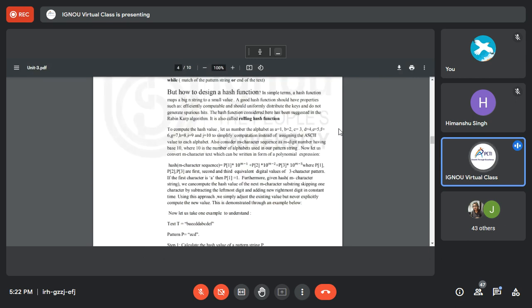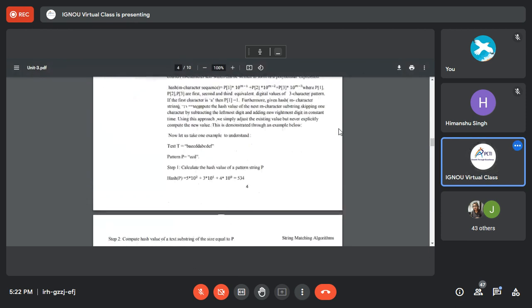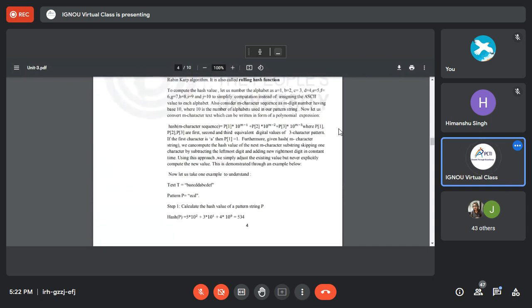So here we have the numbers of the alphabet. For A, we have to use 1. For B, we have to use 2. For C, we have to use 3, and so on. Here for E, we have to use 5 to compute the hash value. So here is 5, 5 multiplied by 10 to the power 2.